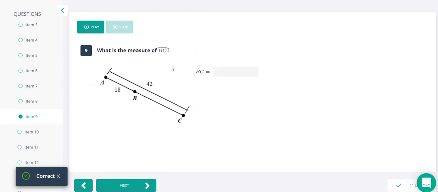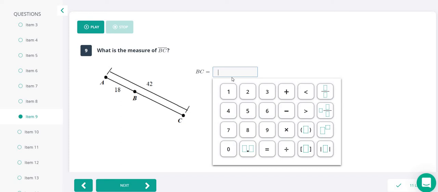Number 9, they want us to know the measure of BC. So again, if you're given the whole AC, you're given the whole and you're given one part. To find the other part, all you need to do is subtract the whole minus the part you know. So 42 minus 18, which is 24.